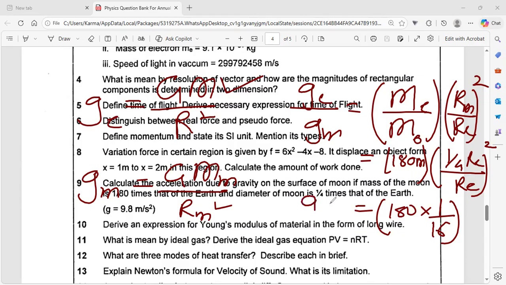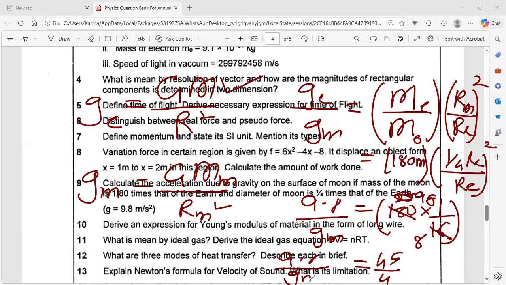Earth's gravitation is 9.8. Moon's gravitation is the ratio times that. So now both 18, 9 18, 8 16, and you do the necessary calculation. 90 divided by 45 divided by 4 into 9.8, and we get the answer.